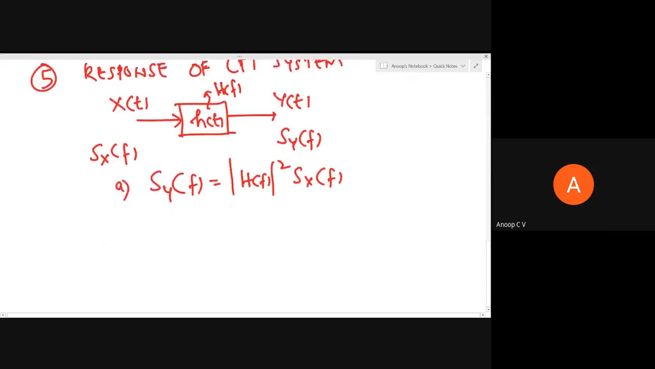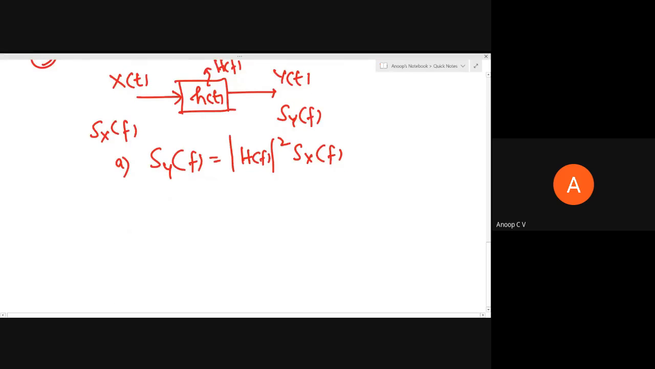You might have studied this in third year while studying the noise performance of FM, AM, and all those things, right? So this aspect you might have used.